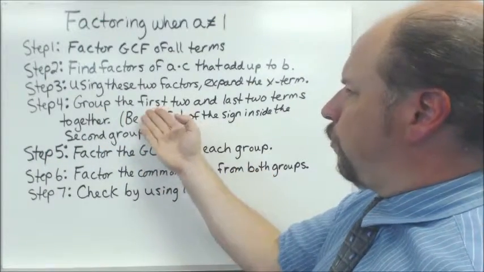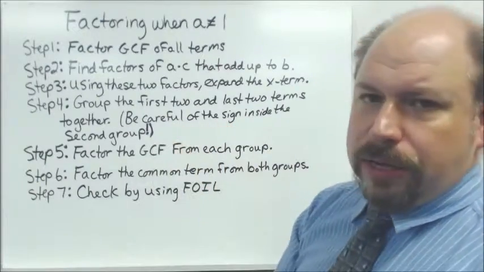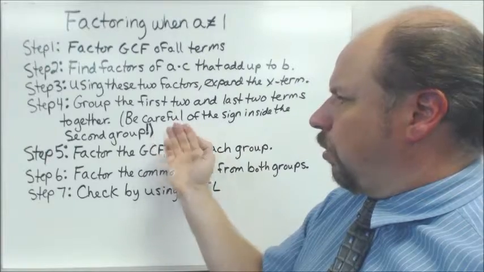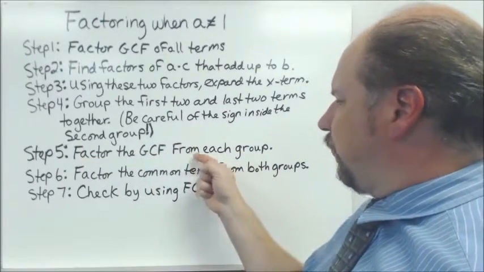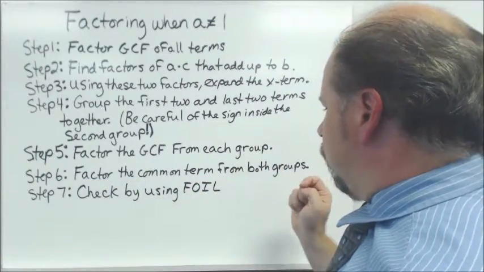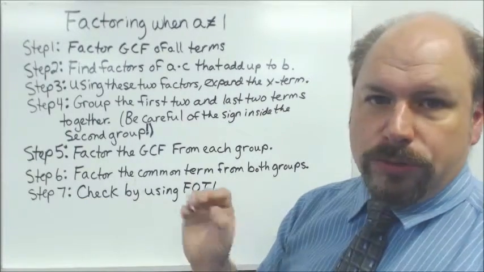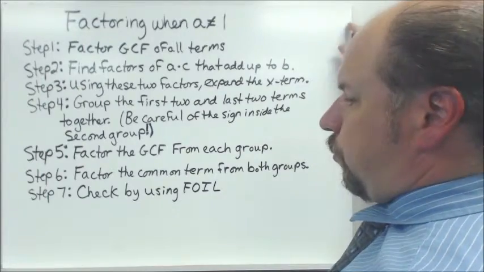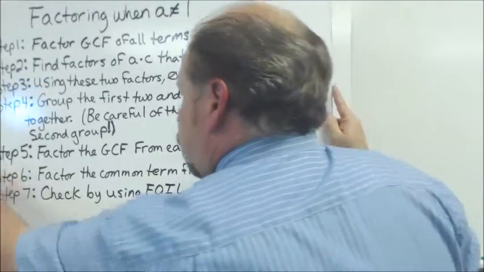Step 4, group the first two and last two terms together. And again, be careful of the sign inside that second group. So just like we did before, we're going to do that again. Step 5, factor the greatest common factor from each group. Step 6, factor the common term from both groups. And step 7, check by using FOIL. So we'll do a couple of examples of that here in just a second. So those are the steps that we are going to use for our next two examples.